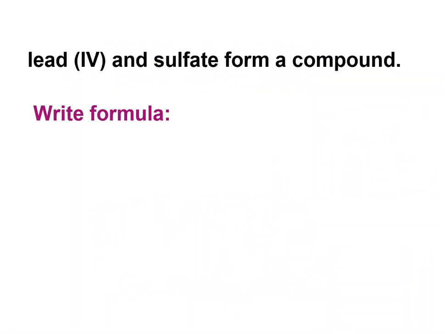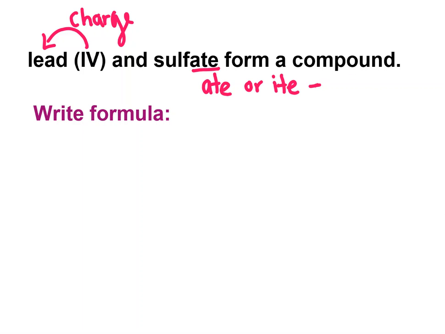Let's try another one. When you see the Roman numeral after the metal name, that Roman numeral tells you the charge of the ion that it's forming. So this compound will definitely be ionic. It has a metal, and oh, we need to watch for this sulfate. When you see the ending -ate or -ite, it's going to be a polyatomic ion.